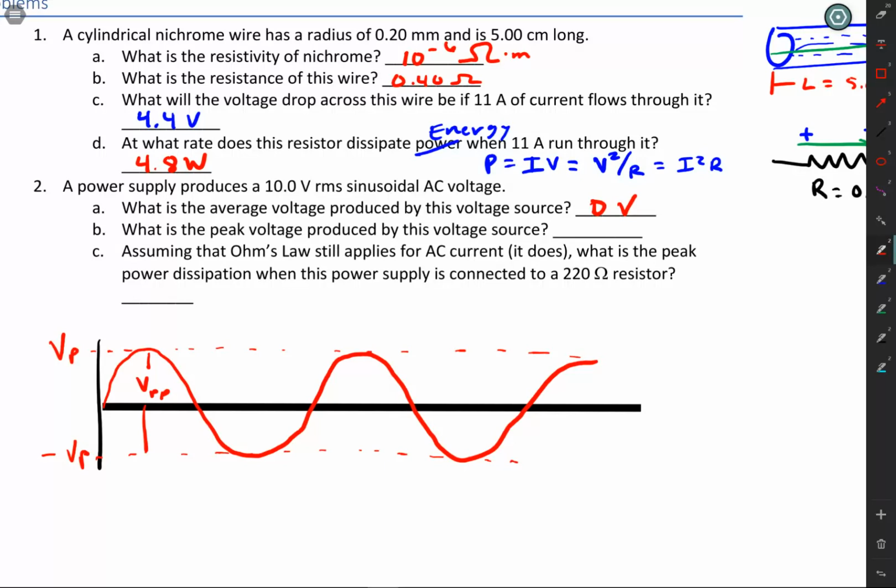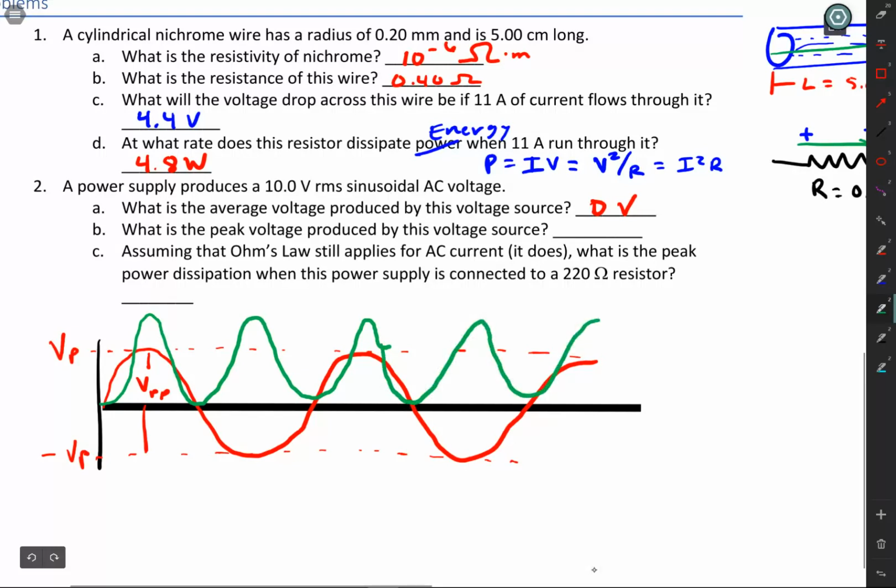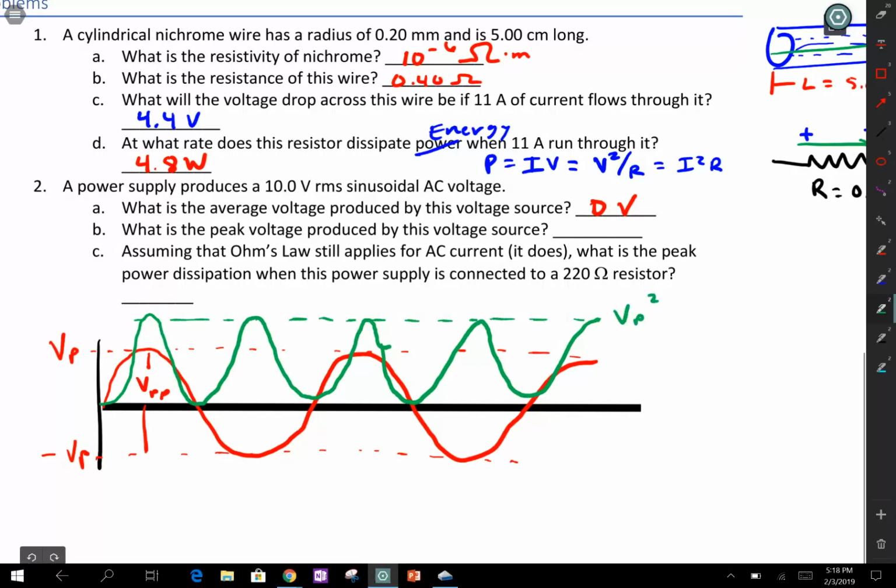For RMS, that means root mean squared. The first thing you do is you square. So if you square this voltage, you're going to have something that is sinusoidal, but with twice the frequency. So that is going to V peak squared.